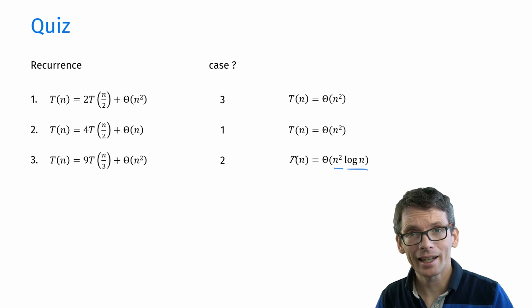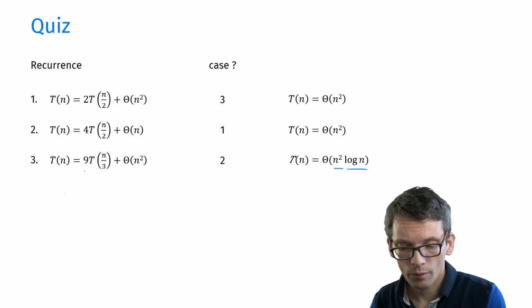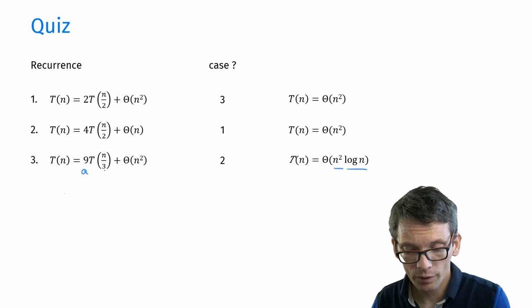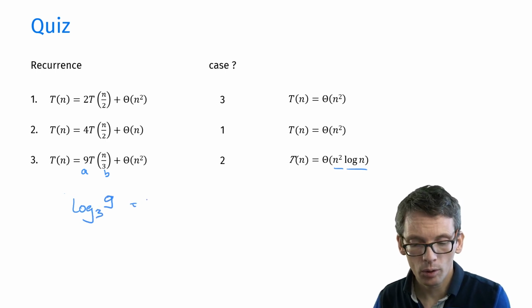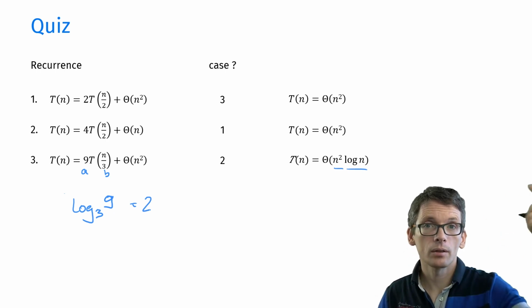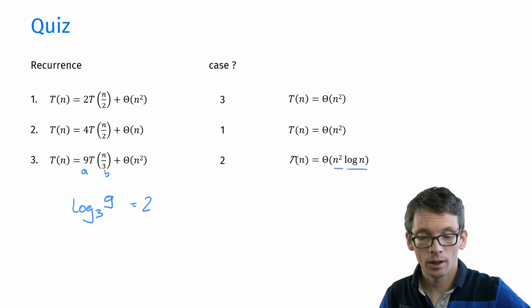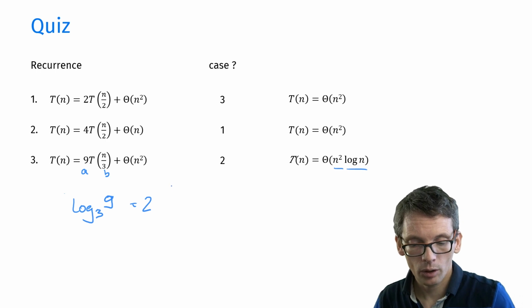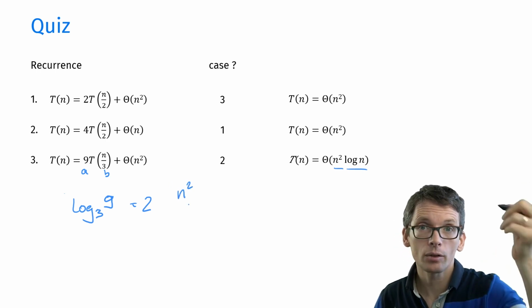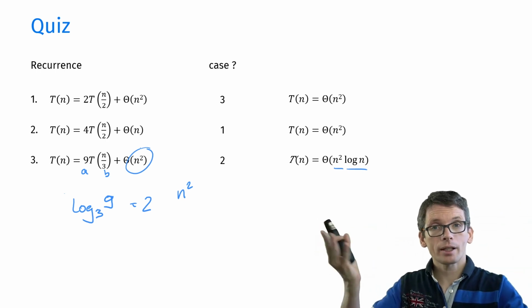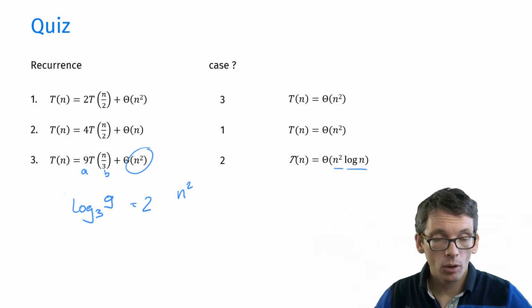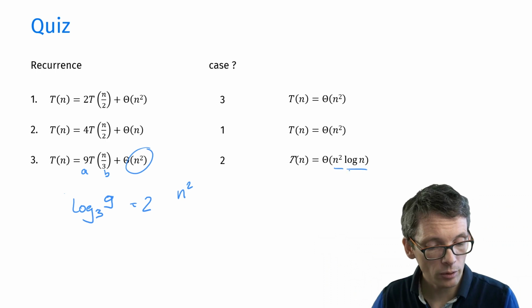Once more, why is this the case? We have to find what a is, which is 9. We need to find what b is, which is 3. Now log of 9 base 3 is 2, because 3 squared is 9. Meaning we're comparing n squared, so n to the log a base b, with n squared. Both have the same growth rate. I mean, they're the same. So we're in case 2, and we get this extra log factor.